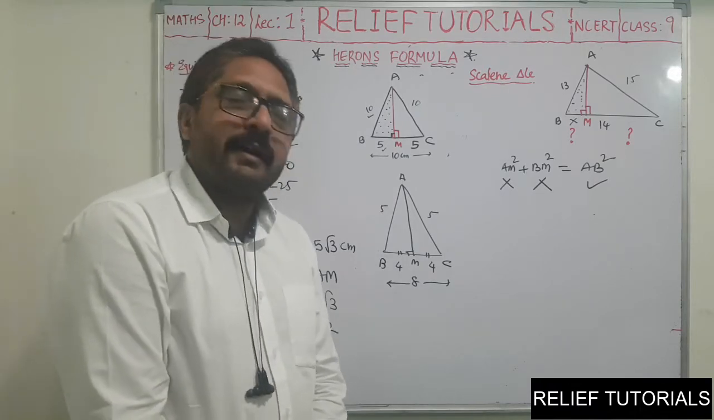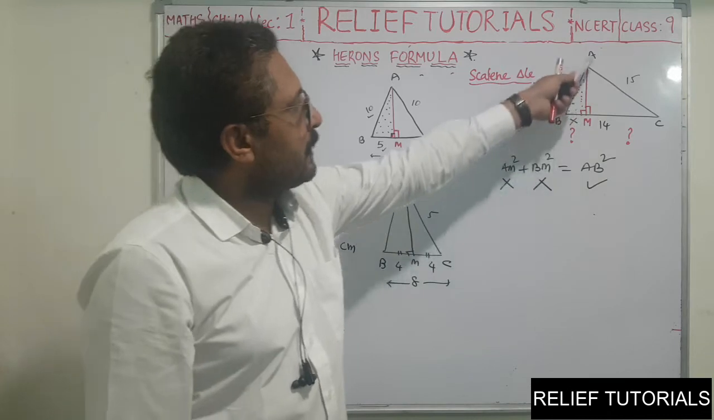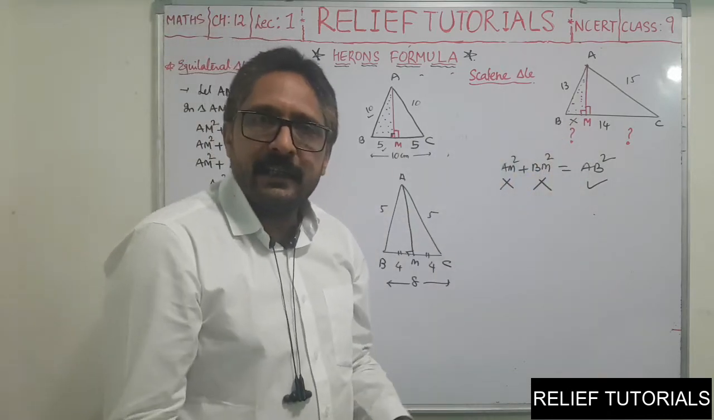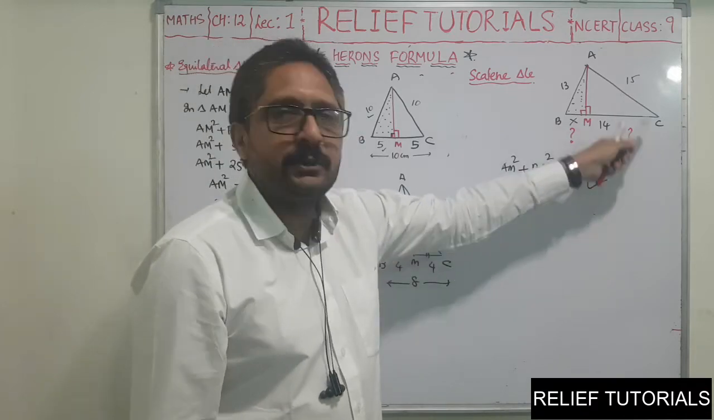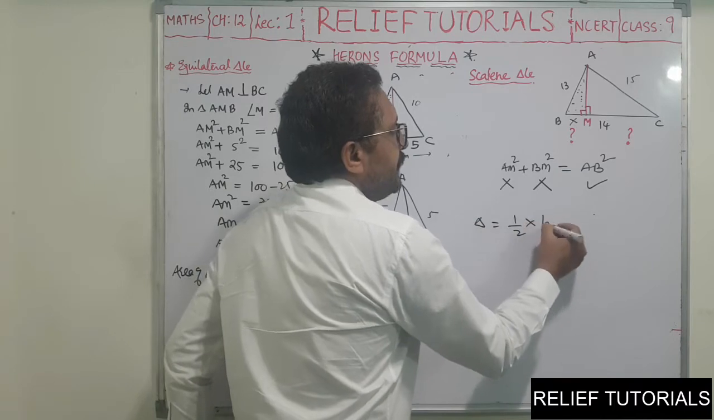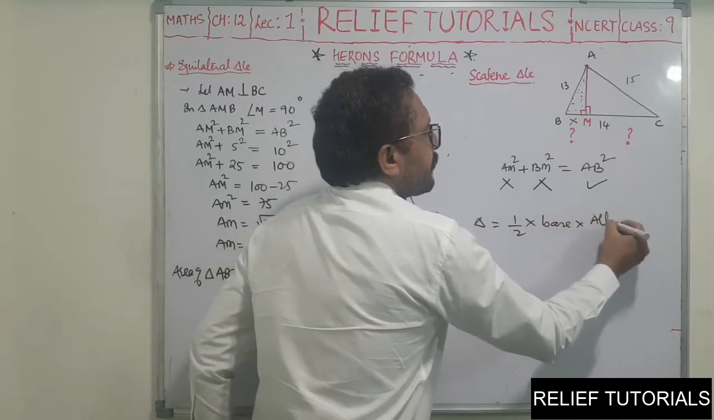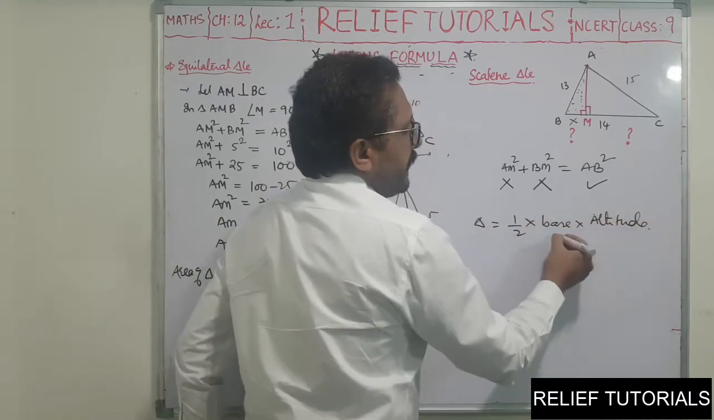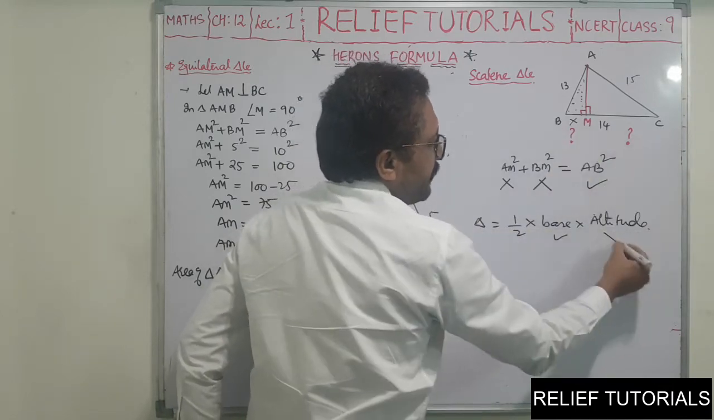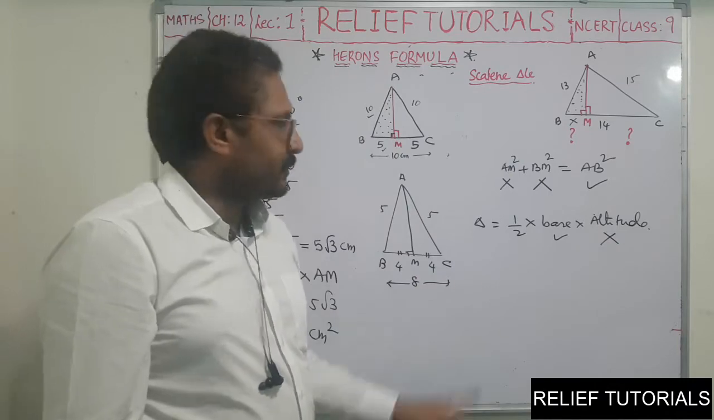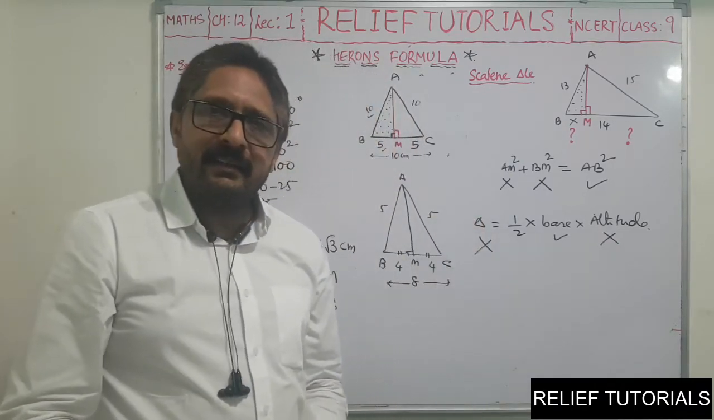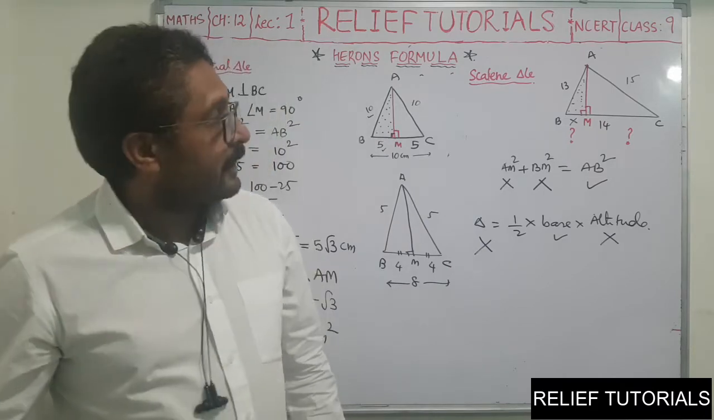Okay, so we are not able to find altitude. And if we are not able to find altitude, we are not able to find area, because area is half into base into altitude. We have base, 14 centimeter, but we don't have altitude. So we will not be able to find this area. Clear? So there is a confusion.